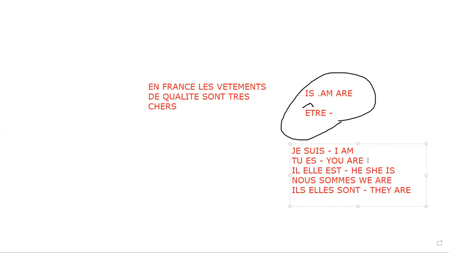So repeat after me. Je suis is I am. Tu es is you are. Il, elle est is he, she is. Nous sommes is we are. Vous êtes is you are. And ils, elles sont is they are. So basically, S-O-N-T we use for a plural version. I'm saying les qualités sont très. What is sont? It is être. Très, we have very.